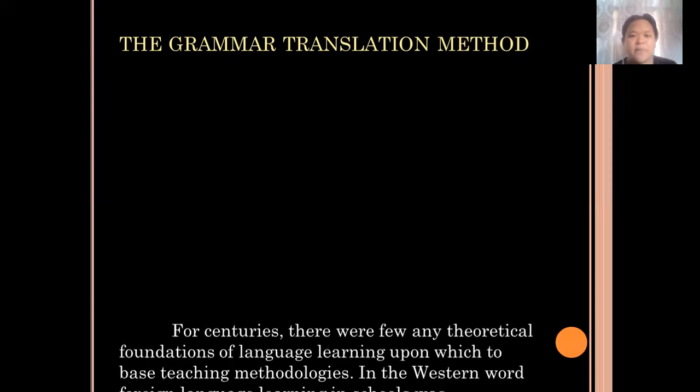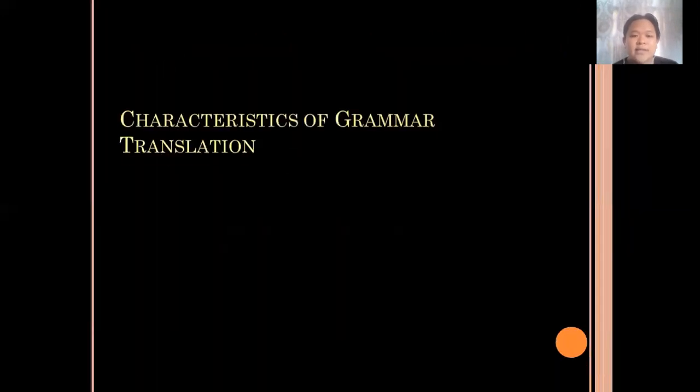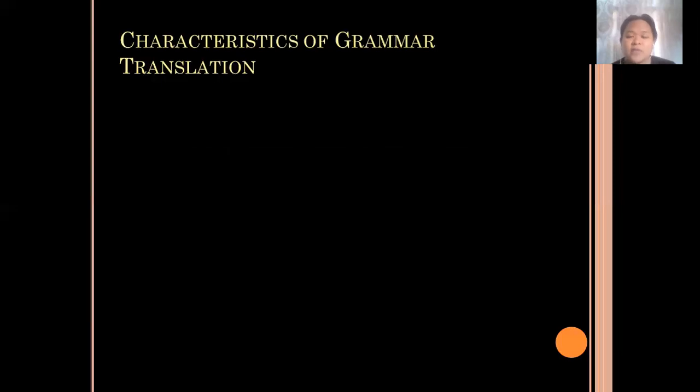This is the first method. For centuries, there was hardly any theoretical foundation of language learning upon which to base teaching methodologies. In the Western world, foreign language learning in school was synonymous with the learning of Latin. Since there was little, if any, theoretical research on second language acquisition in general or on the acquisition of reading proficiency, foreign languages were taught as any other skill was taught.